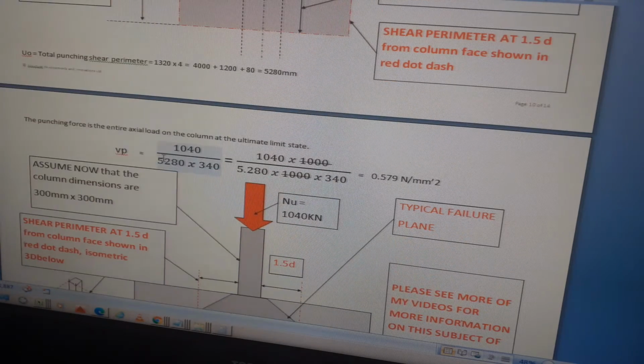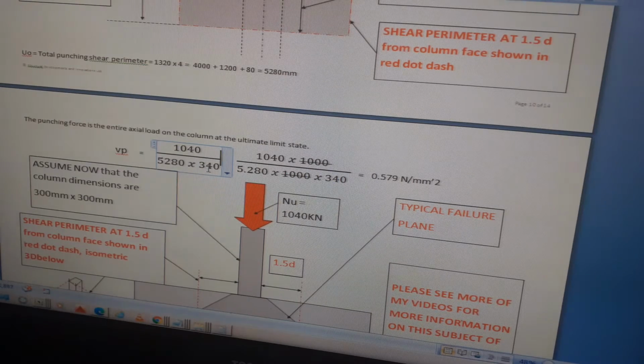I haven't put it there, but it's basically equal to: VP, the shear punching stress, is equal to N ultimate divided by U0, which is the total shear perimeter, times the effective depth. So that's N ultimate 1040, the actual load on the column. The punch and shear perimeter is 5280, which we just worked out above.